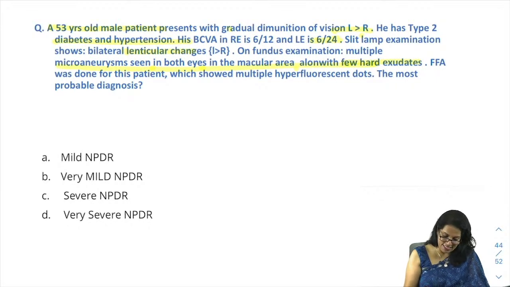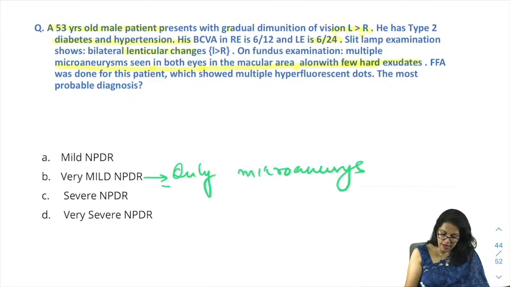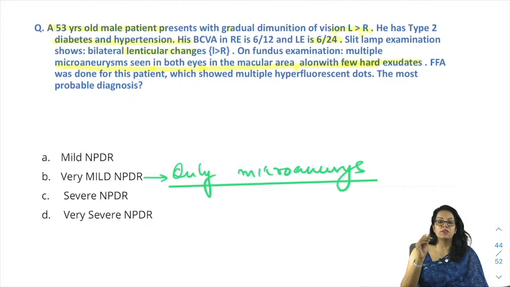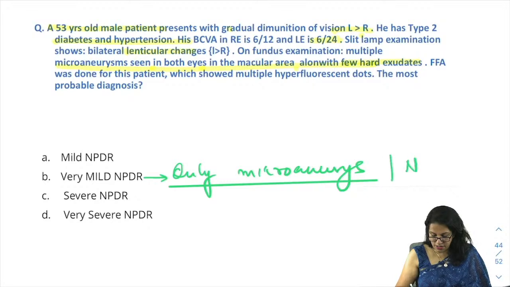But here also, let's answer. When it is only microaneurysm and nothing else, we call it very mild. Okay, and along with microaneurysms, this is very mild. There's one question, microaneurysms are seen in which layer? Please answer. In which layer? You will answer nerve fiber.